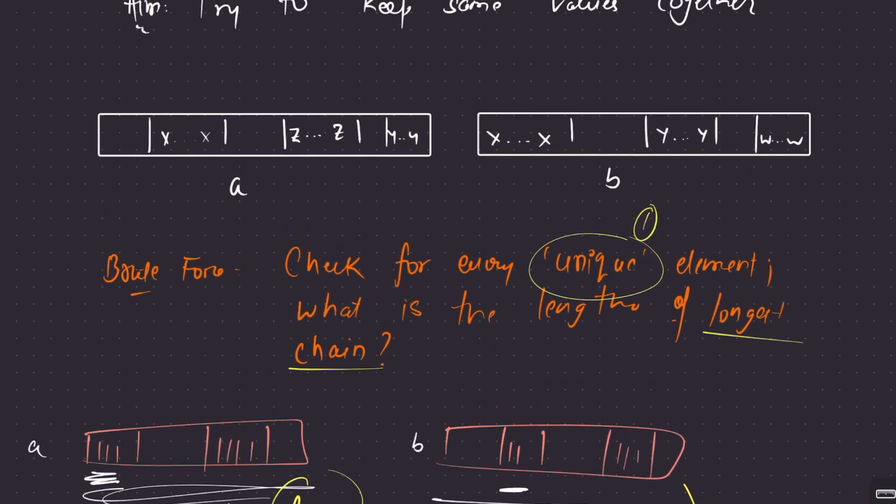So what is our approach then? Like brute force. We are still at the brute force, guys. Okay, I have not told you the optimized solution. For every unique element, what is the length of longest chain? And unique elements we have figured out. You can simply store all the elements in a set.